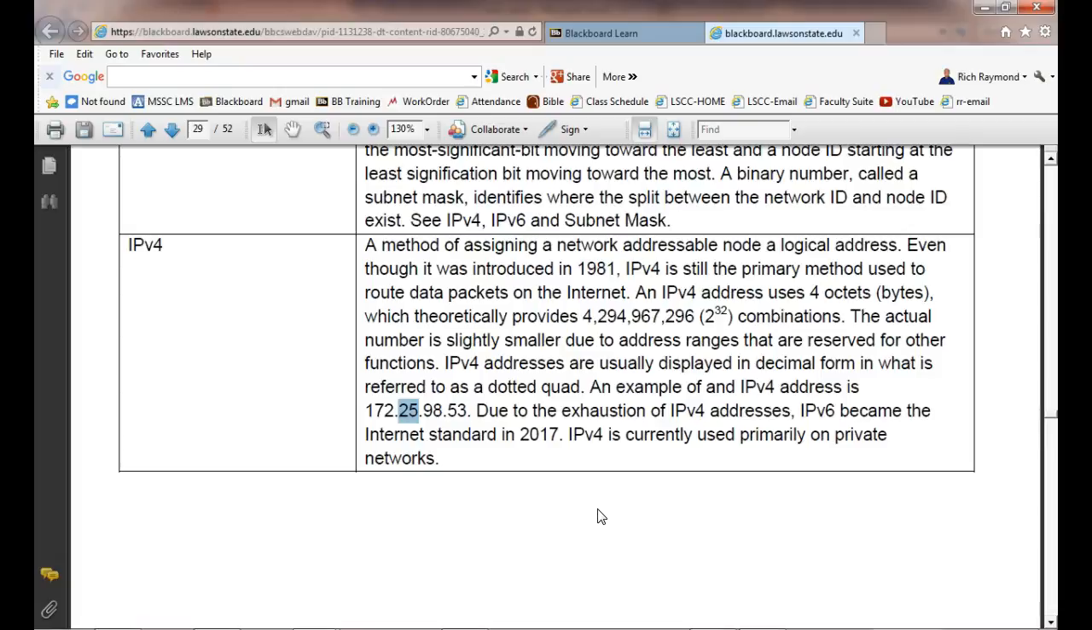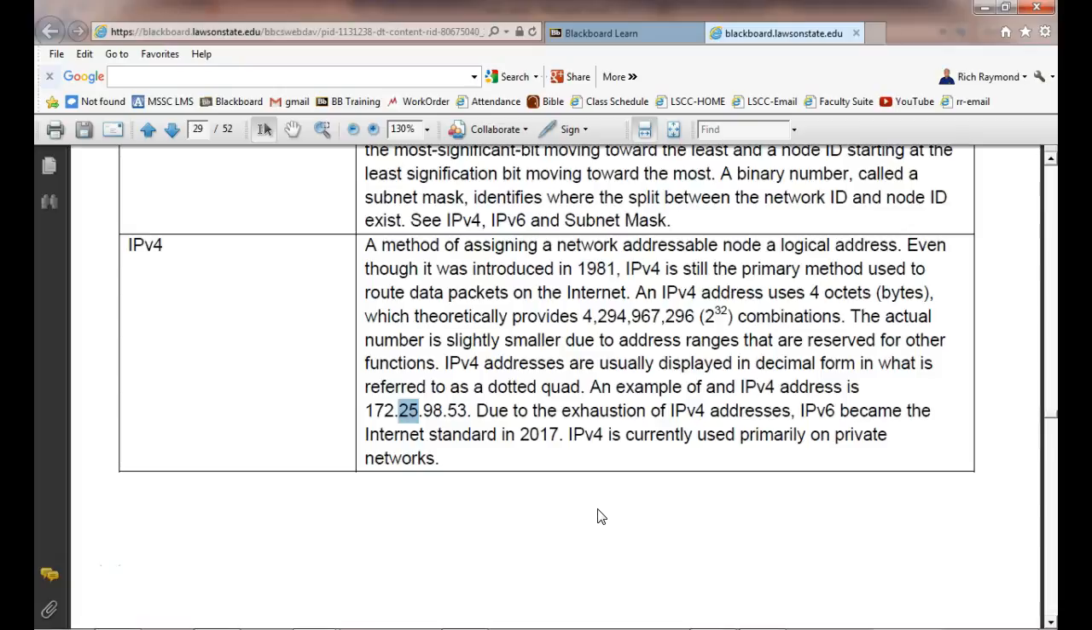Now, theoretically, this would give us about 4,294,967,296 unique IP addresses. Unfortunately, the actual number is smaller because they reserve a lot of it. So they have some IPs that have special functions. And we have exhausted the IP addresses. I mean, even though this seems like a lot, right? You understand?